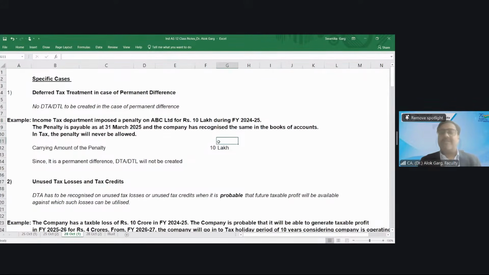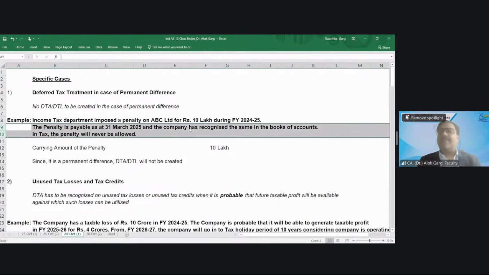But what is the income tax treatment? Whether this penalty is allowed in the income tax books. No, sir, not allowed. It is not allowed, right? So it is a permanent difference while this penalty is payable, right?